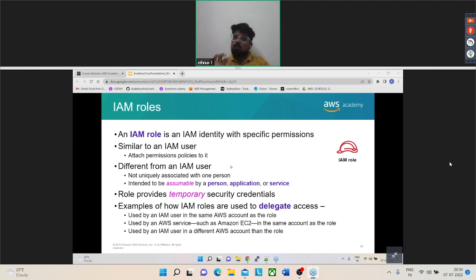The third is used by an IAM user in a different AWS account. This is a very good functionality of roles. Let me give you an example and you will understand it. Suppose Nitin and I are working on different projects, though the client is the same and the application is the same. Nitin is working on a project supporting component A of that application, and I'm working on a project under the same client which supports component B of the same application.